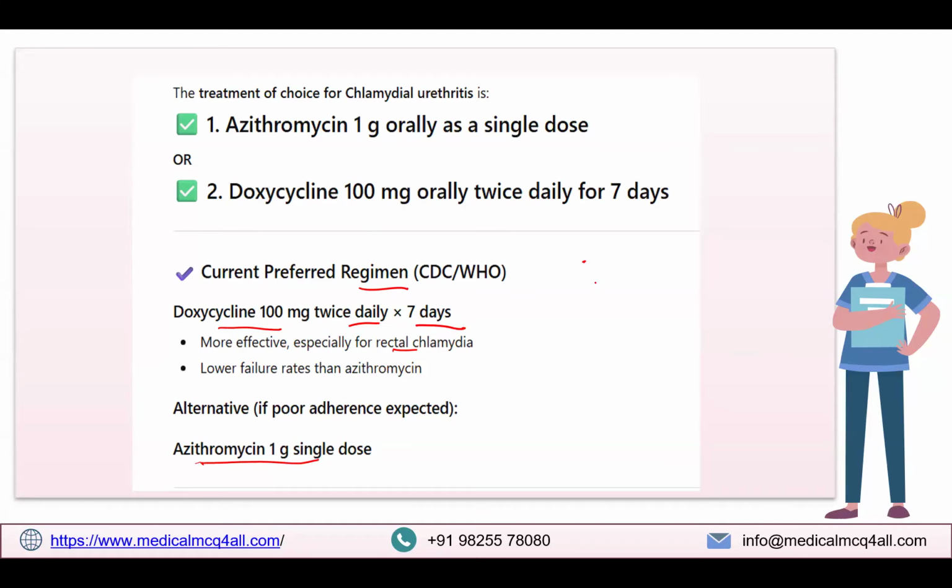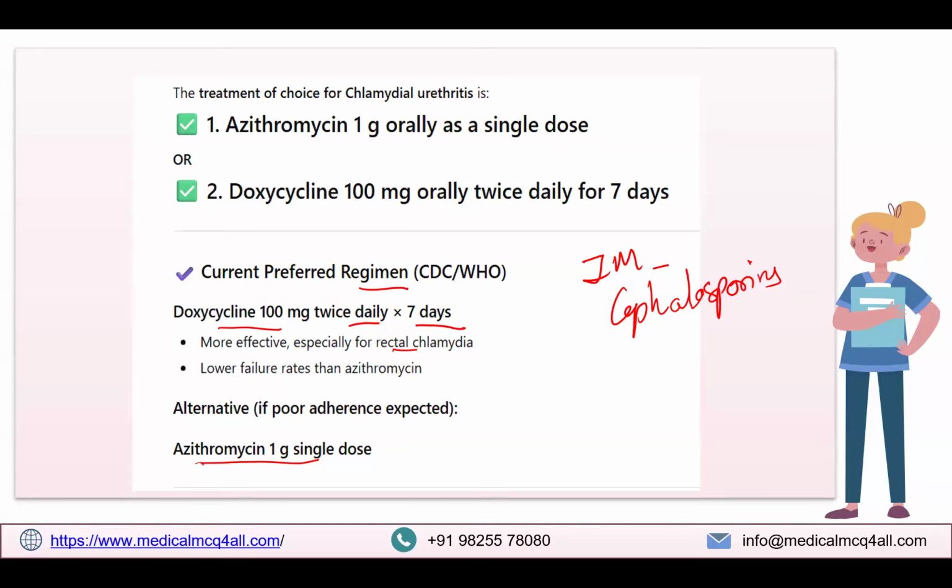But if I have to give some intramuscular type of injection, what will be the drug of choice for gonorrhea? Ceftriaxone. Yes, very good. Ceftriaxone. So it is going to be cephalosporins. Cephalosporin or ceftriaxone will be the drug of choice. That is going to be a single dose ceftriaxone for gonorrhea.